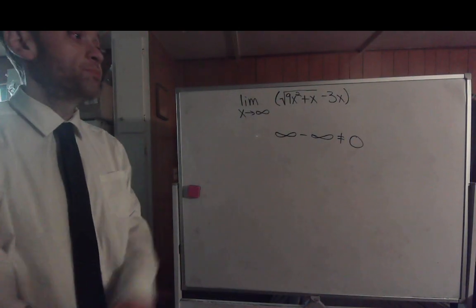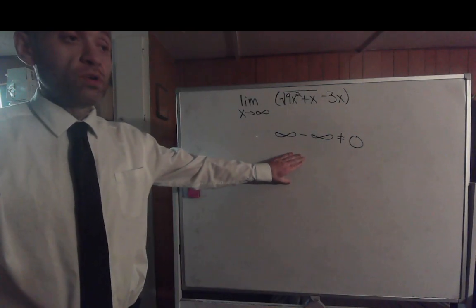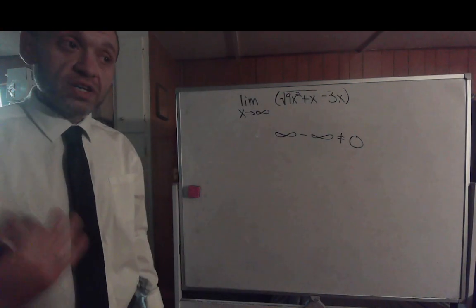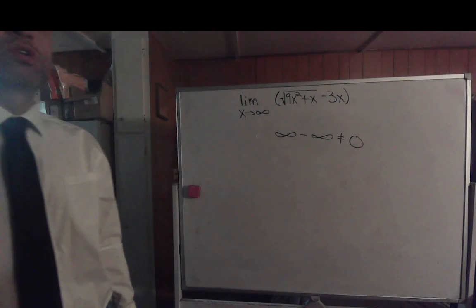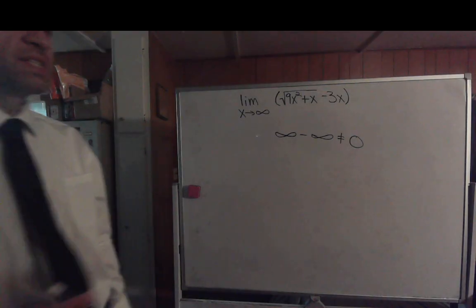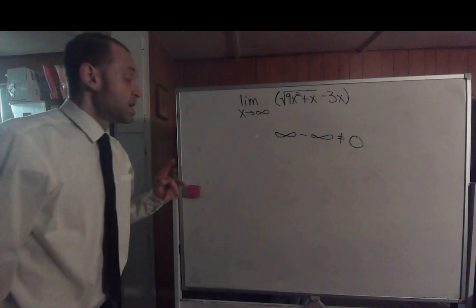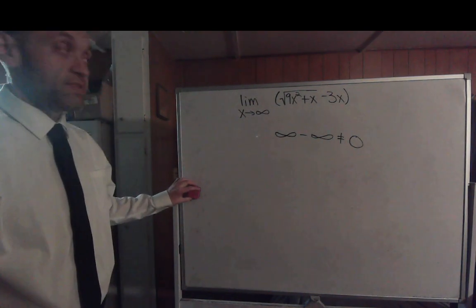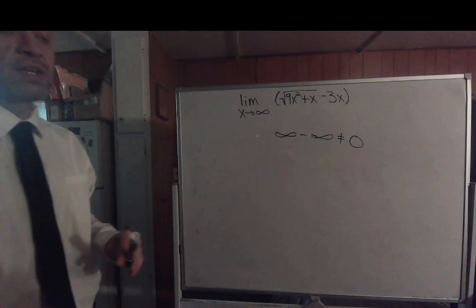Well, this is actually an indeterminate form, which once we learn derivatives really well, we're going to use a method called L'Hospital's rule to help us deal with indeterminate forms. But for now, we don't have that just yet. So how are we going to remedy this?